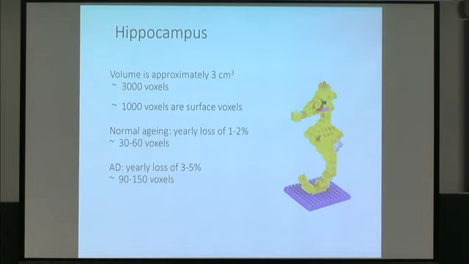So you can see, if we want to measure the difference between normal aging that has a loss in the hippocampus of 1 to 2% per year and Alzheimer's that has a loss of 3 to 5% a year, we are definitely in the subvoxel regime. We need to measure differences that are approximately a tenth of a voxel. That means that all the nitty-gritty detail about how we handle discretization, how we handle the noise, etc., becomes really important.